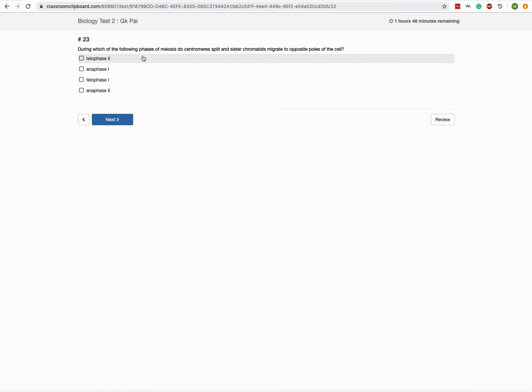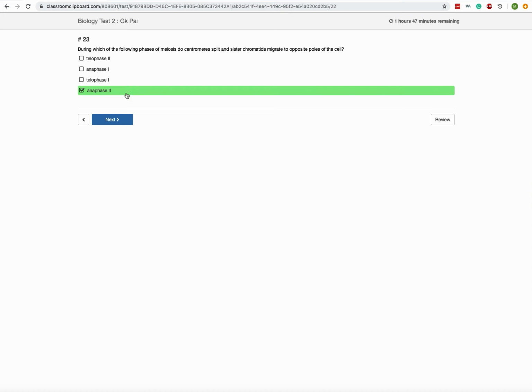During which of the following phases of meiosis do centromeres split and sister chromatids migrate to opposite poles of the cell? Well, we know when they split, it's an anaphase, and we know that sister chromatids has to refer to anaphase 2, because if it was homologous chromosomes, we'd be talking about anaphase 1. So the answer is anaphase 2.